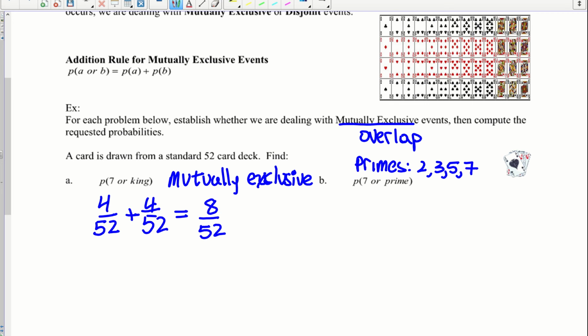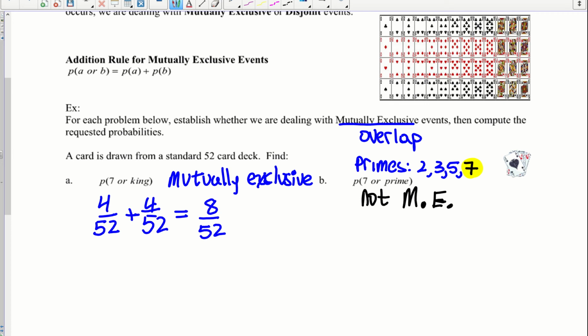All right, so you'll notice that 7 made its way into the list of primes. So that means that there is overlap. You could have a card that is both 7 and prime at the same time. So I have to take note of that. So this is going to be not mutually exclusive, because there's some overlap. And so I'd use the lengthier formula.